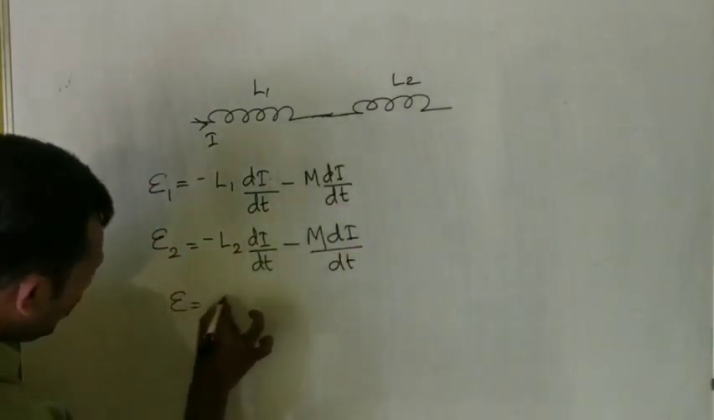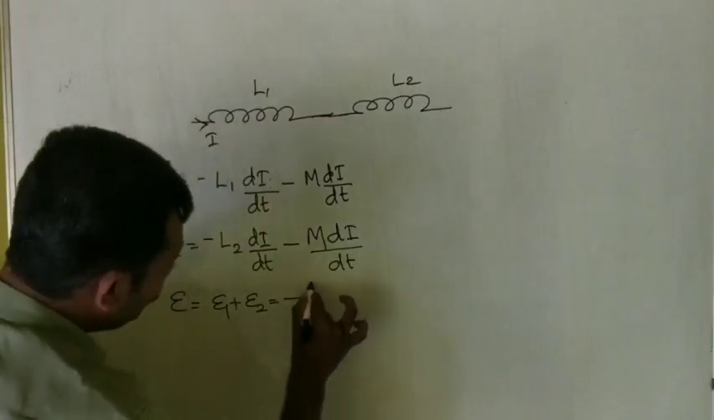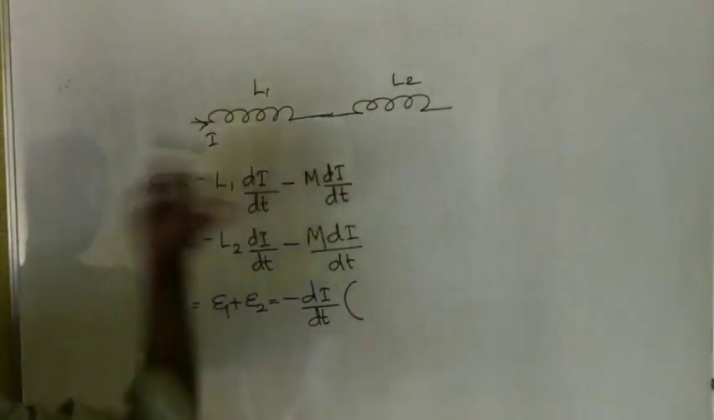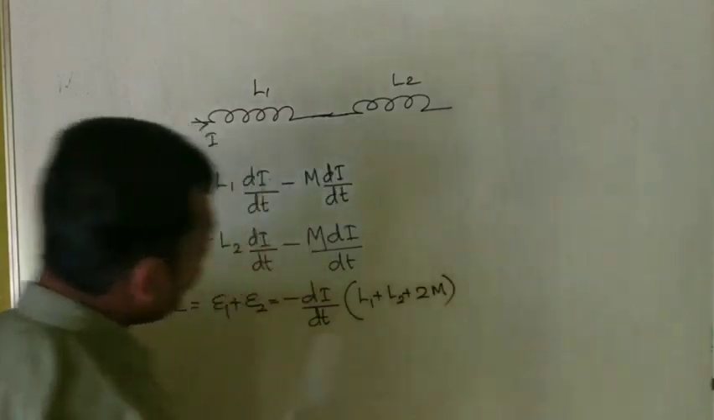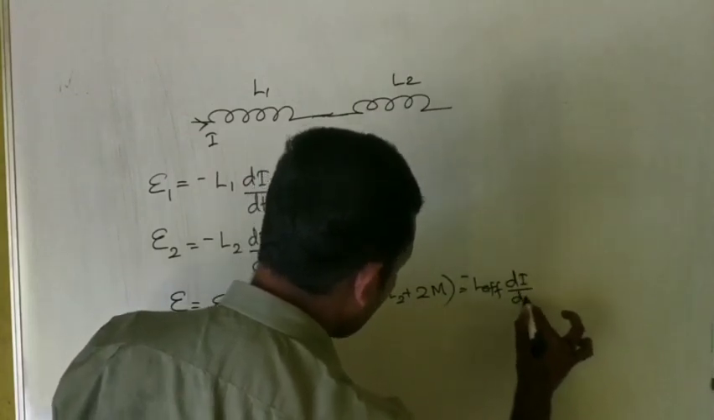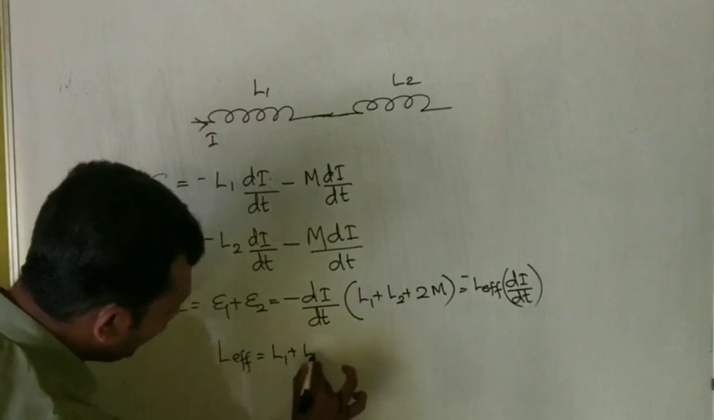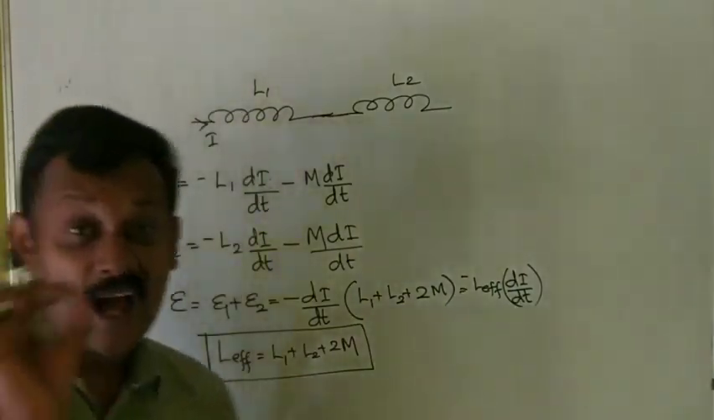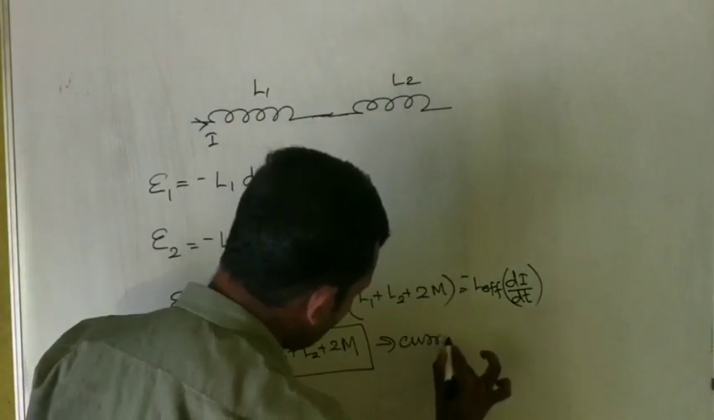Now the effective EMF epsilon is epsilon 1 plus epsilon 2, which means I can take minus dI by dt as a common factor. When you add these two expressions, you will get L1 plus L2 plus 2M. So this may be written as minus L effective into dI by dt, and this proves the answer: L effective is equal to L1 plus L2 plus 2M. This is the effective inductance between two coils if they carry current in the same sense.